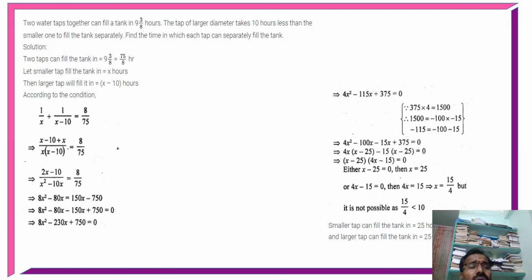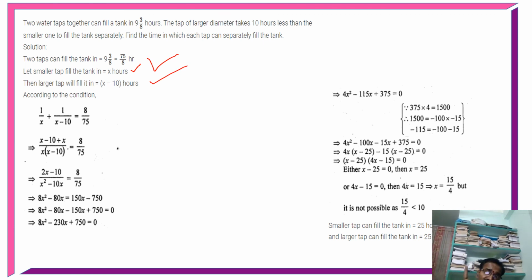Two water taps together fill a tank in 9 3 by 8 hours. The tap of larger diameter takes 10 hours less than the smaller one to fill the tank separately. Find the time in which each tap can fill the tank separately. We can write 9 3 by 8 as a mixed number. Let the smaller tap take x hours. The larger tap takes 10 hours less, x minus 10 hours.